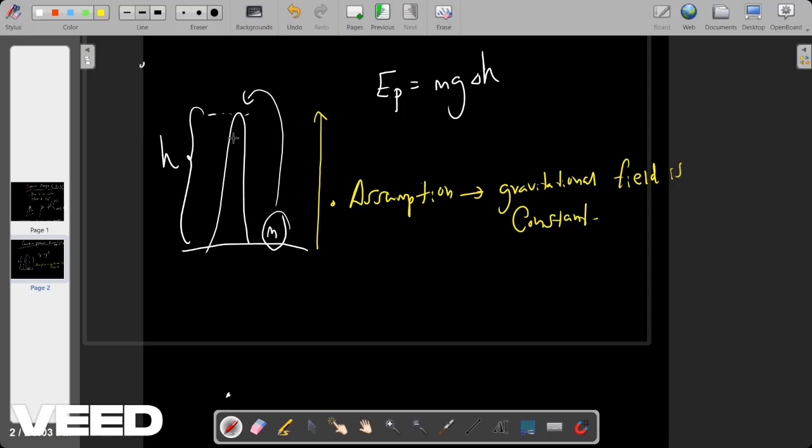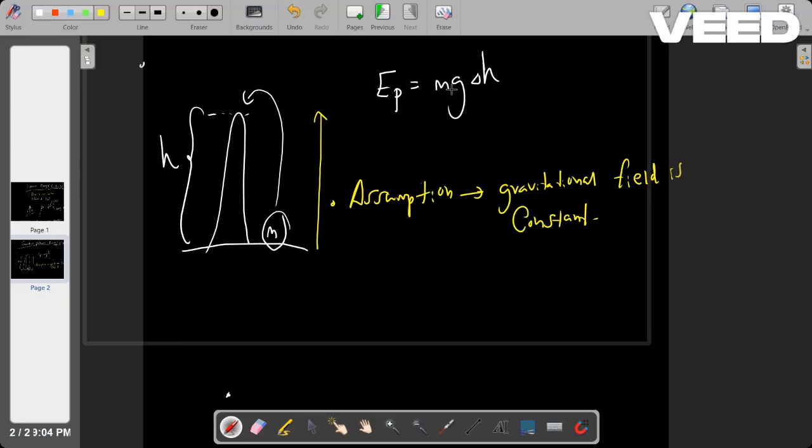Why? Because actually, the gravitational field is decreasing when we go up. So the G value is actually not constant. While the object was on the ground and while the same object was on the hill, the gravitational acceleration is not constant. So the G value is actually not maintained. But here we are assuming the G value is maintained constant. The G value over here and the G value over here both are the same.